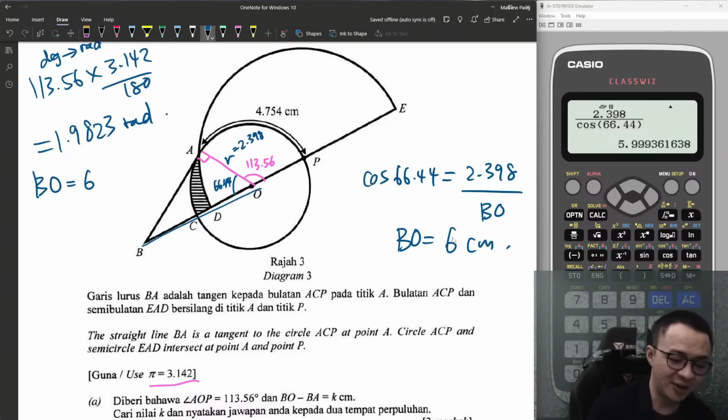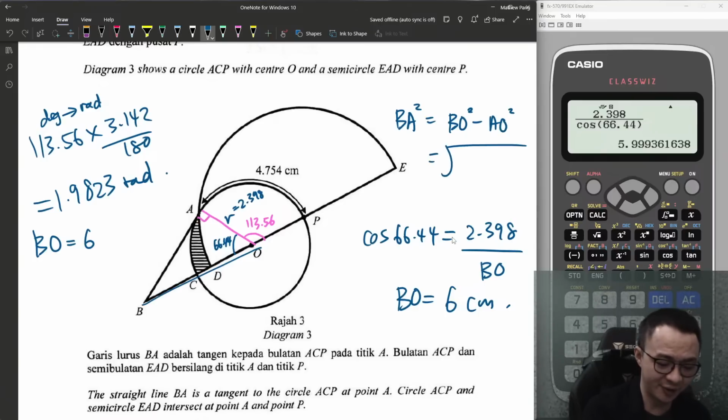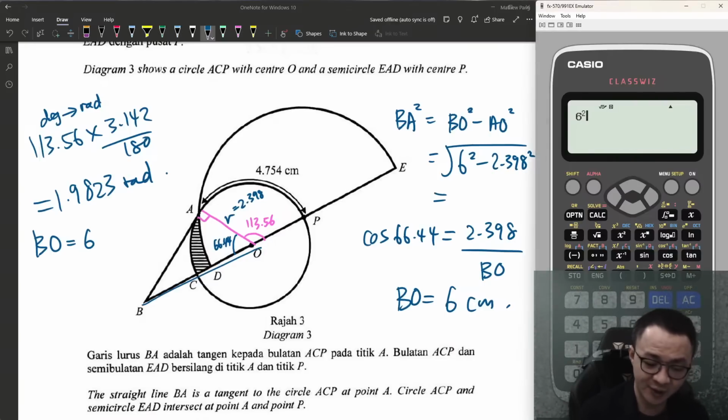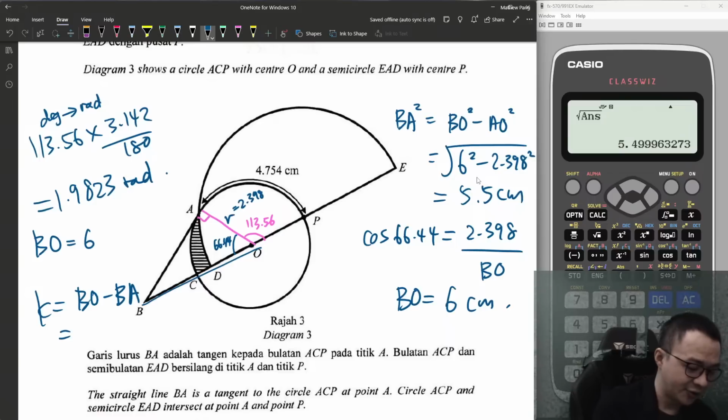Okay, so now after I got BO equals 6, I want to find BA. I can do the Pythagoras. BA square equals BO square minus AO square. So it is basically 6 square minus 2.398 square, then square root the answer. So it's about 5.49996, 5.5, I don't care. So K will be BO minus BA, so it'll be 6 minus 5.5, so it's 0.5 centimeter. Okay, so done.